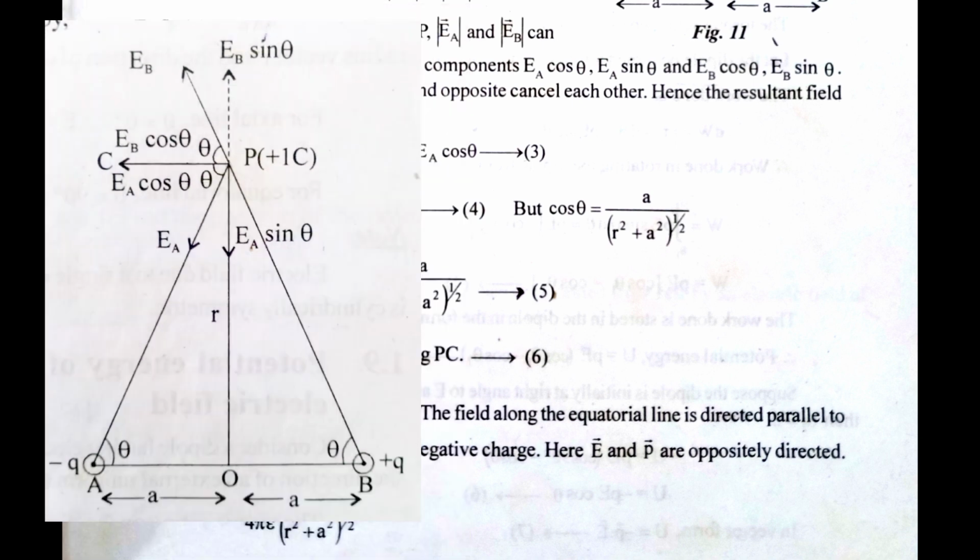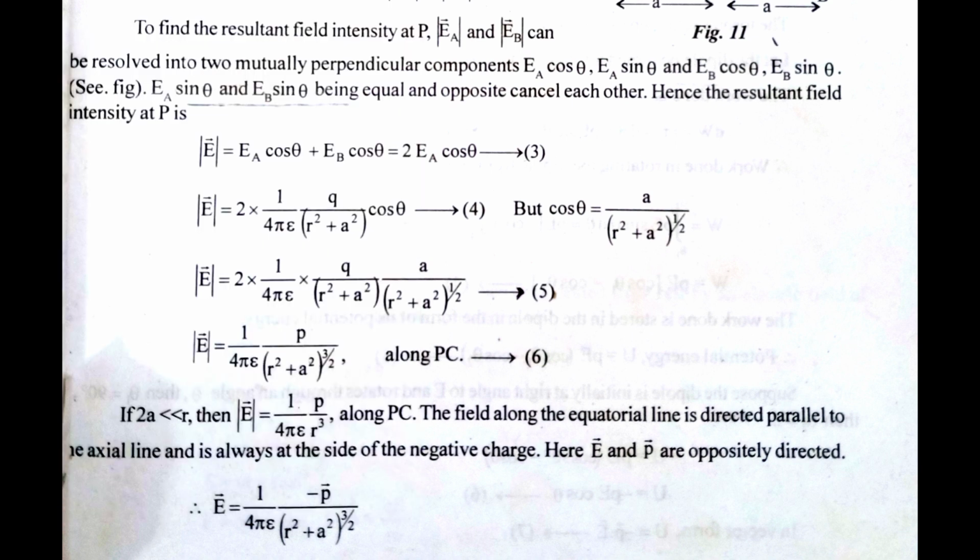Then which components will remain here? That is EA cos theta and EB cos theta. But EA is equal to EB. So how can we write it? E is equal to 2 EA cos theta, because EA is equal to EB. Now, how can we write the equation? E will be equal to 2 into EA cos theta, where the value of EA is 1 by 4 pi epsilon, Q by R square plus A square, into cos theta. Now we have to find cos theta.